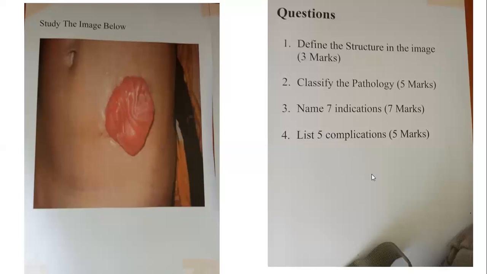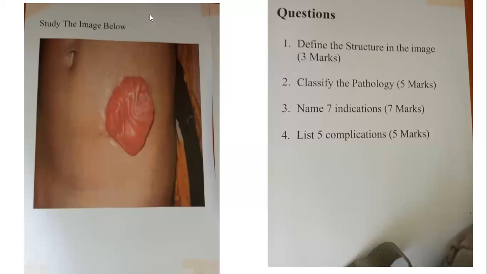So classify the pathology. Now you know that this is a sigmoid colostomy, right? Then how do you classify it? To classify a colostomy, you can either classify it based on the duration. In that instance, a colostomy can be classified as temporary colostomy or permanent colostomy.